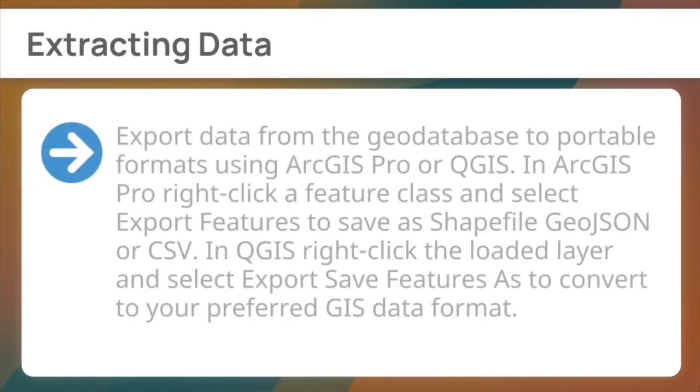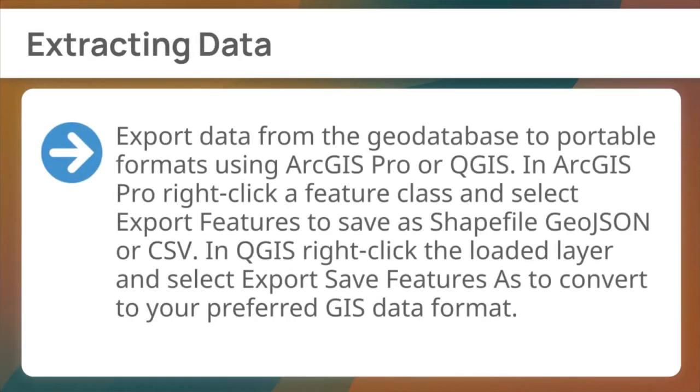Finally, extracting data. Export data from the geodatabase to portable formats using ArcGIS Pro or QGIS. In ArcGIS Pro, right-click a feature class and select Export Features to save as shapefile, GeoJSON, or CSV. In QGIS, right-click the loaded layer and select Export, Save Features As, to convert to your preferred GIS data format.